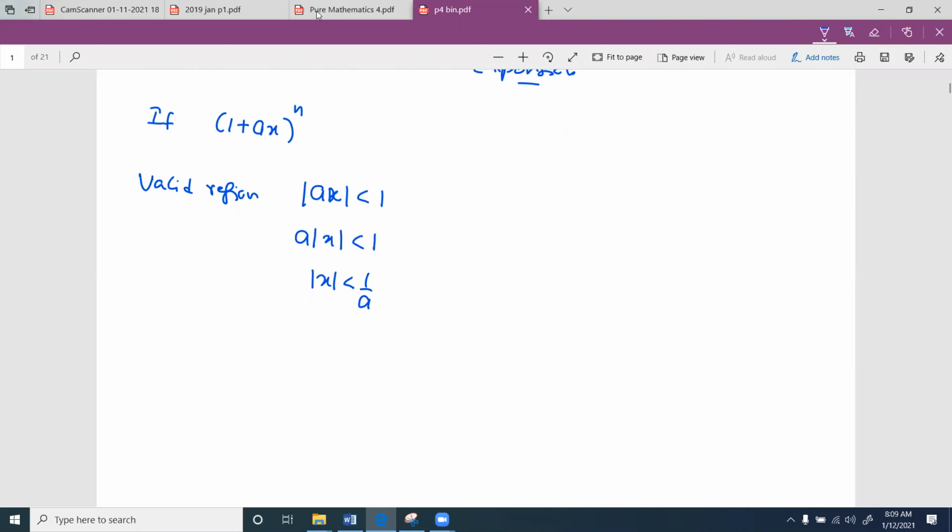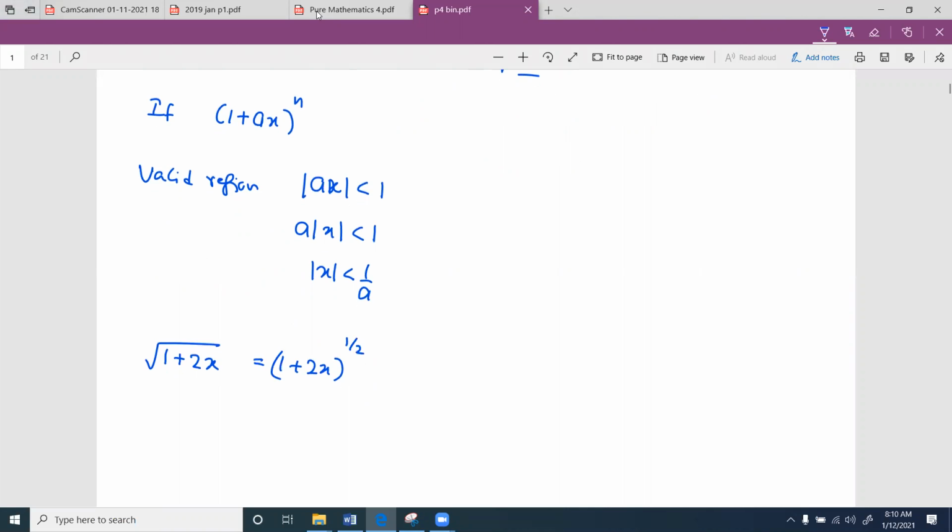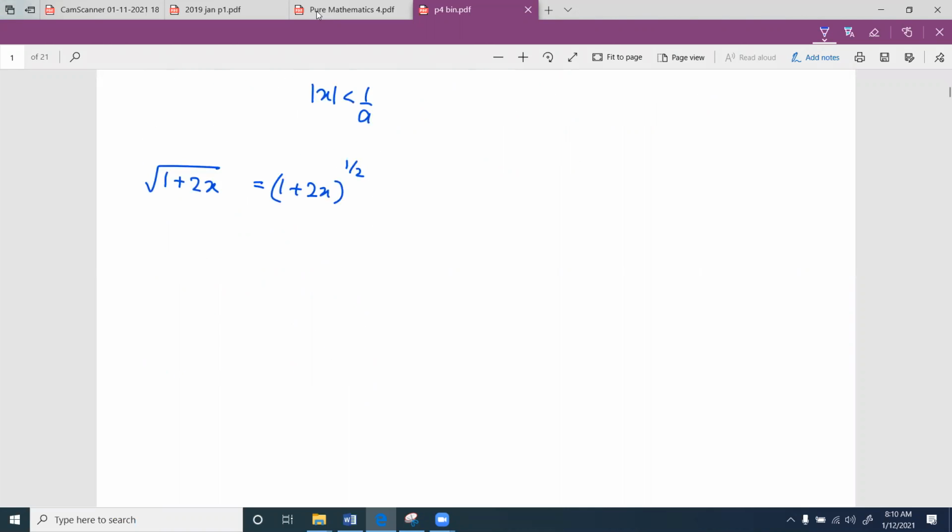For example, if you happen to see the square root of 1 plus 2x, we want to expand this bracket. You can write this as (1 + 2x) to the power half. If you do this expansion, you get 1 plus n, which is half, times 2x over factorial 1, plus n times (n minus 1), with 2x whole thing squared divided by factorial 2.